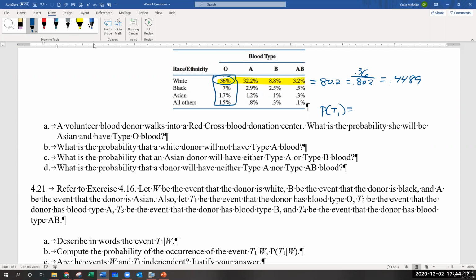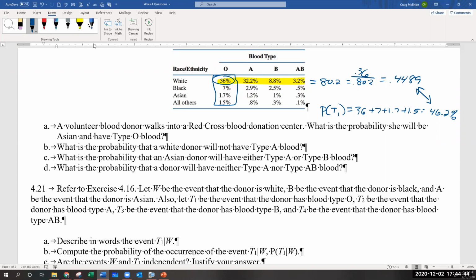I mean, technically you would take these and divide it by the whole thing, but the whole thing adds up to 100%. So it's literally just 36 plus 7 plus 1.7 plus 1.5, which when we do that math gets us 46.2%. Well, these two are not the same.